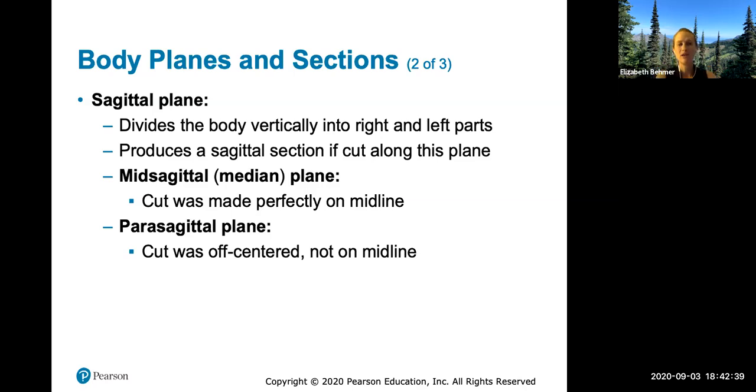So sometimes what you guys might have learned is the mid-sagittal, the median plane goes right down the middle, but we could also have what we call a parasagittal plane, which could be off-centered from the midline. So let's say it would be a cut kind of down the right side of my body, but it's still separating my body into a right and a left half. That would be a parasagittal plane. And a mid-sagittal plane would be directly down the middle of your body.